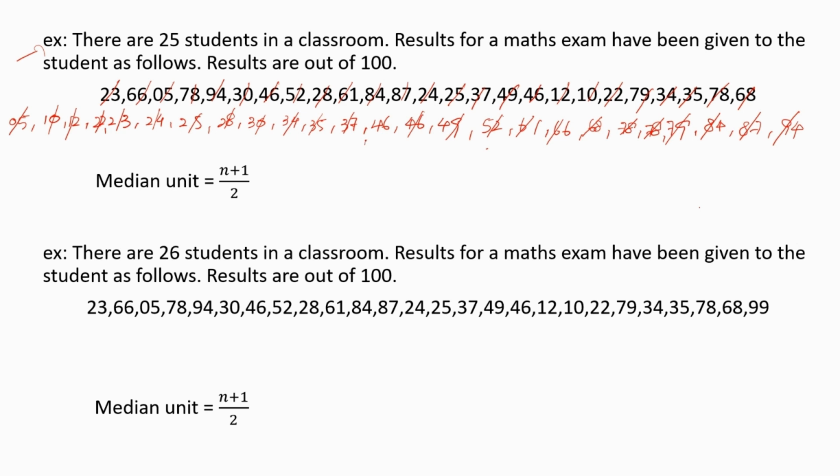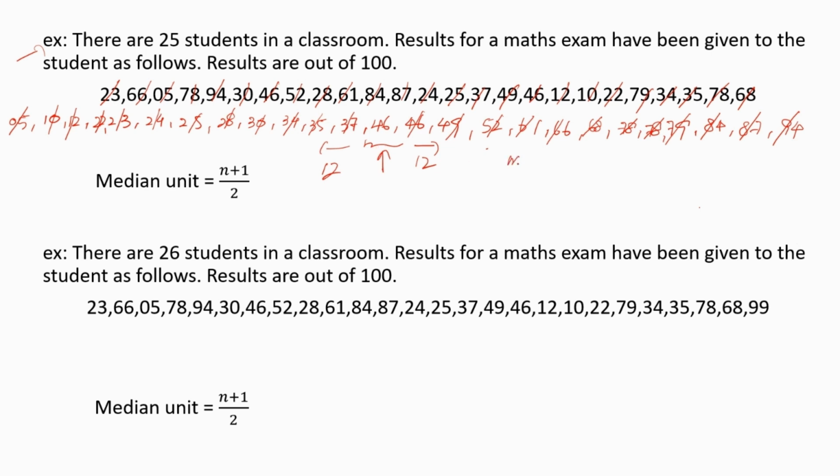So this value is left here. This is the median of this data set, which means this is the middle value of this data set. This value divides this data set into two halves. So to the right side there are 12 values. To the left side there are 12 values. With this value, there are 25 values in this data set.